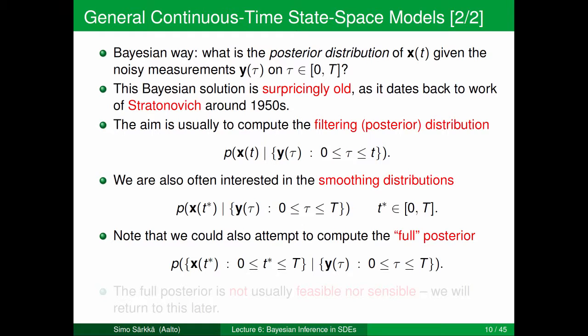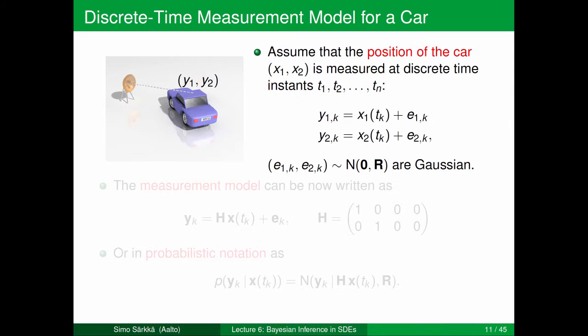Note that we could also attempt to formulate the full posterior distribution, the distribution of the whole trajectory x of t star when t star goes from 0 to t, given all the observations on the same time interval. But this full posterior distribution is not usually feasible nor sensible. Of course, the probability density of this distribution doesn't exist, and it's not feasible to compute either in many practical cases. Quite often it's more natural to assume that we obtain measurements at discrete time instances instead of continuously in time. This is because usually we need to sample the sensor measurements at certain discrete time instances instead of getting a continuous signal out from them.